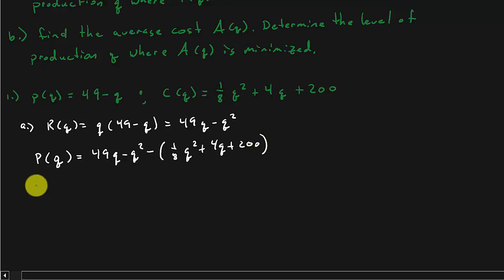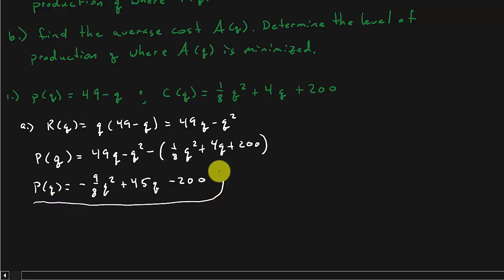Okay. And so let's see, we've got our profit function. So we've got -1 minus 1/8, which is -9/8 Q squared. And then 49Q minus 4Q is 45Q. And then minus the 200. That is a Q right there. All right. So there's your profit function. And that's the answer to one of them.